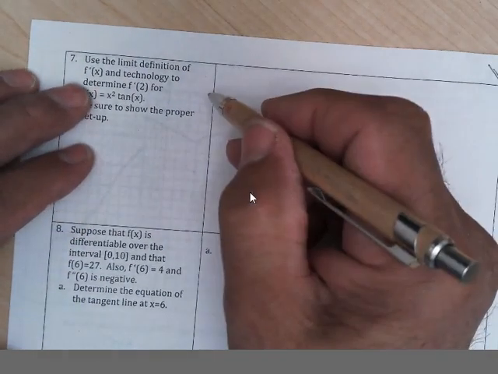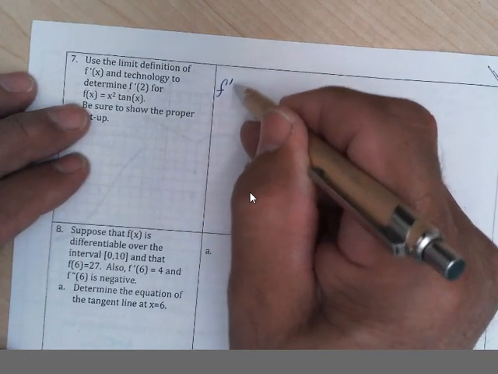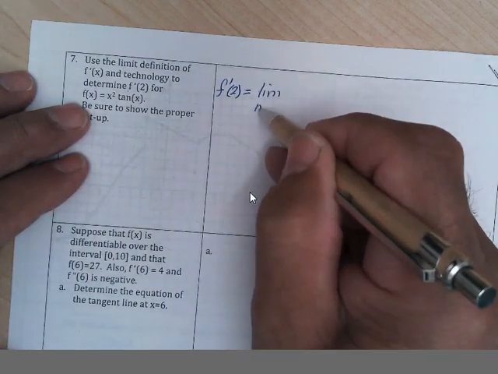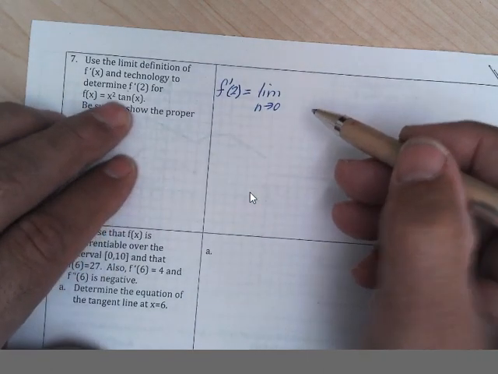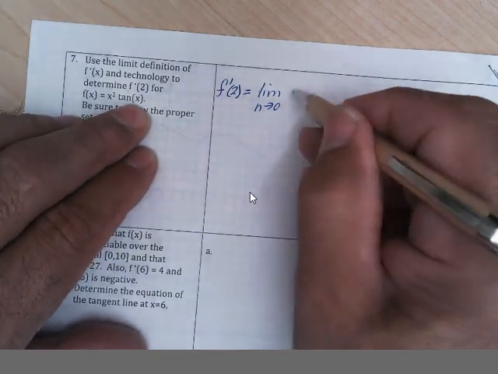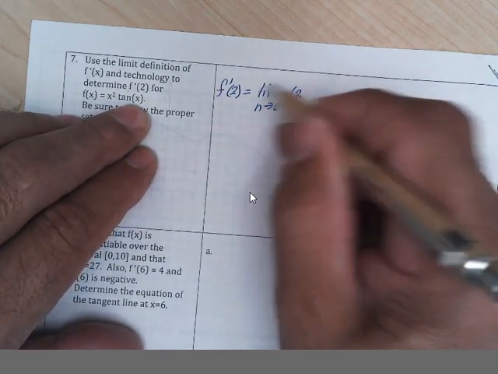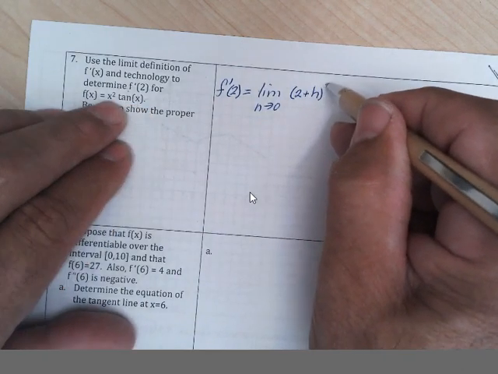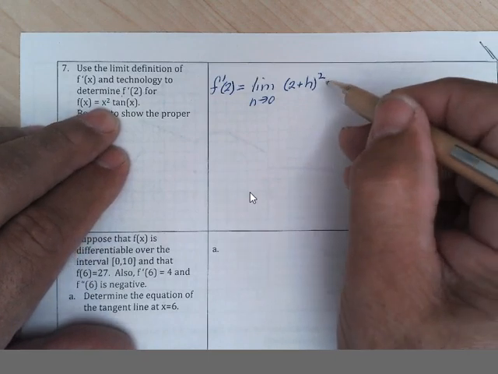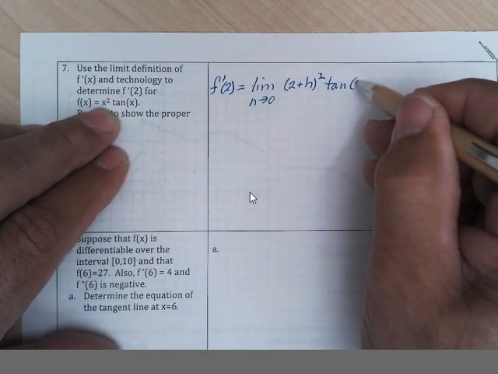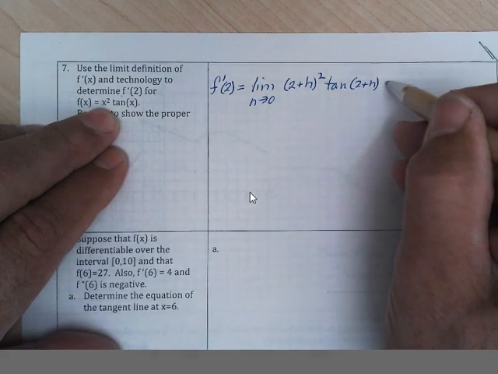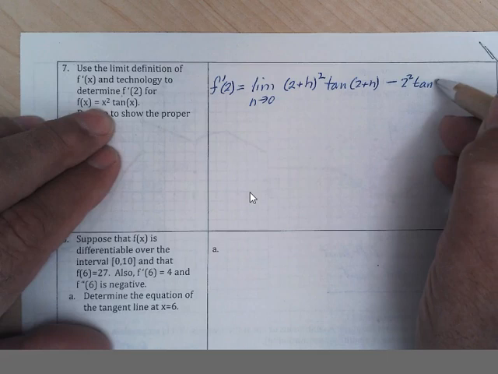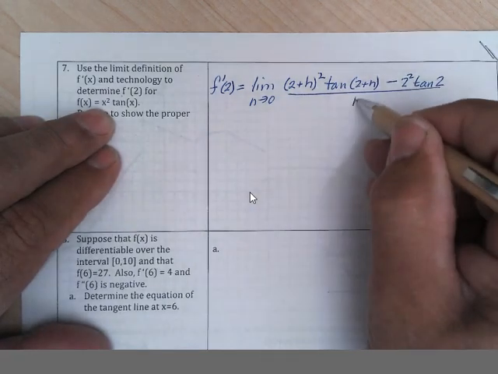Limit definition. So we're trying to find f prime of 2, which is going to be the limit as h approaches 0 of f of a plus h, so it's going to be 2, because a is 2, plus h, squared, tangent of 2 plus h, minus 2 squared tangent 2, divided by h.